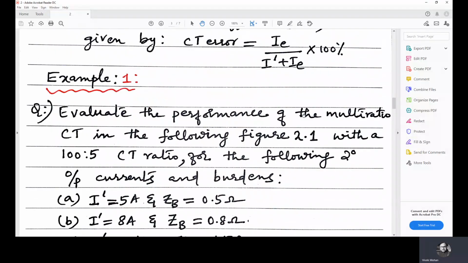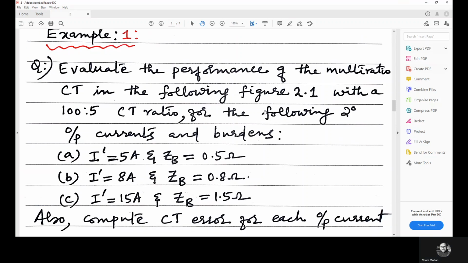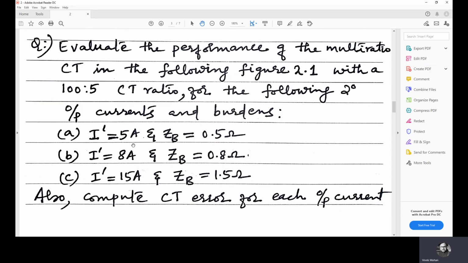In this lecture, we'll see an example of an analysis of performance or evaluation of performance of the current transformer. So the question is, evaluate the performance of the multi-ratio CT in the following figure 2.1 with a 100:5 CT ratio for the following secondary output currents and burdens. Three cases are shown here.